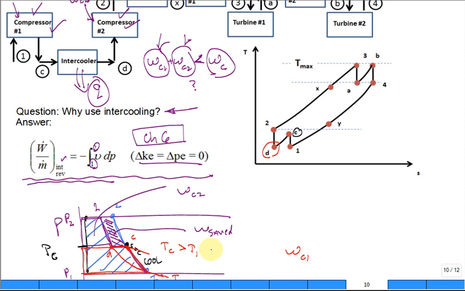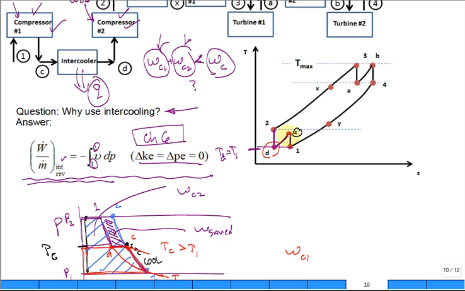Okay, now let's put it on a TS diagram. Here it is. You can compress it isentropically. You cool it back. Typically, TD and T1 are the same temperature. You cool it back to 300 Kelvin. Then you compress again from D to 2.